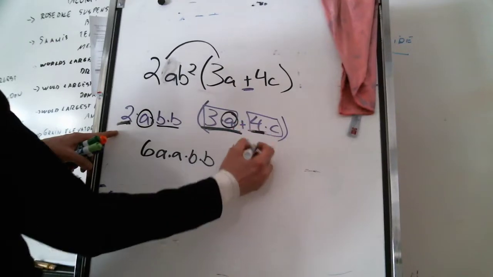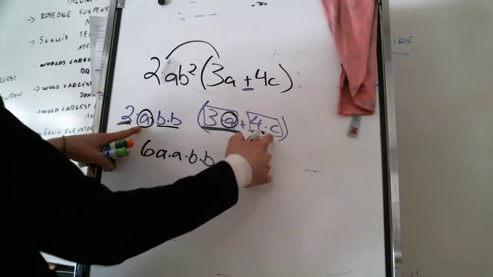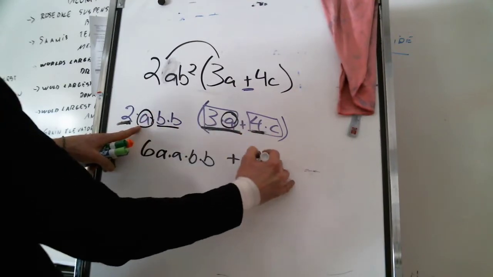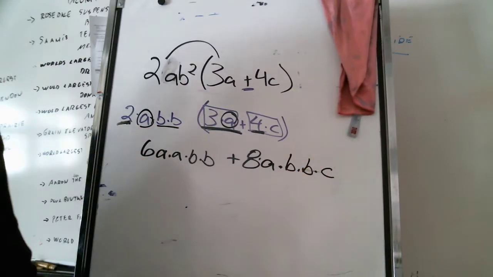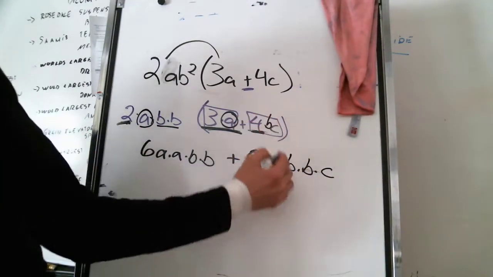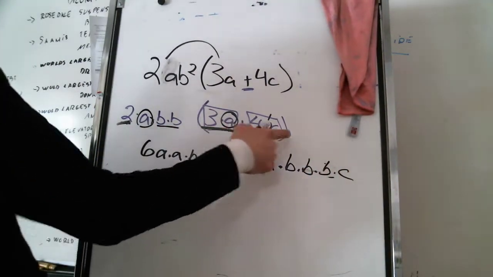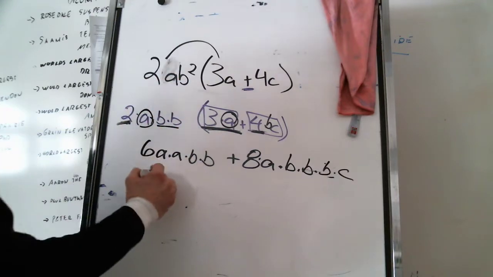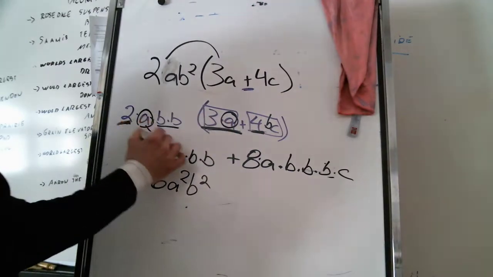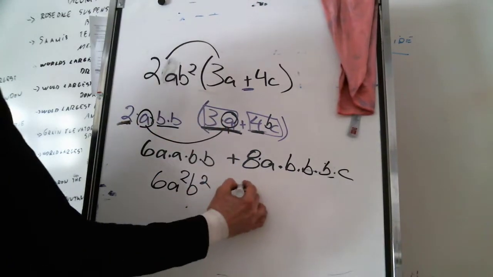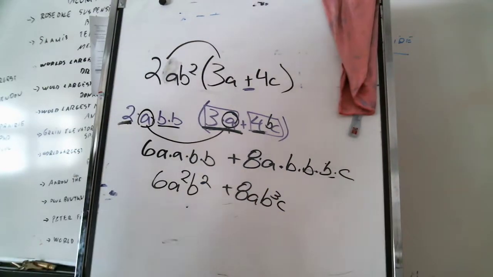2 times 4, next term. 2 times 4 is 8. A times, well, there's only one, I still have that A, it doesn't disappear. So I get times A, times B, times B, times C. If I had a B in there, guess what? I'd have another B. I'd have 3 B's. So in essence, I get 6A squared B squared. You see how I added that A? And then here I get 8A B cubed C. That's really all there is to it.